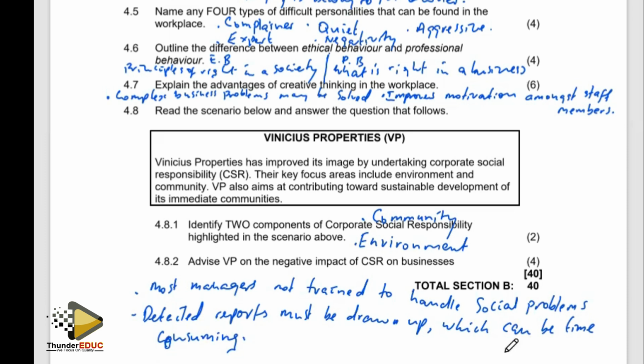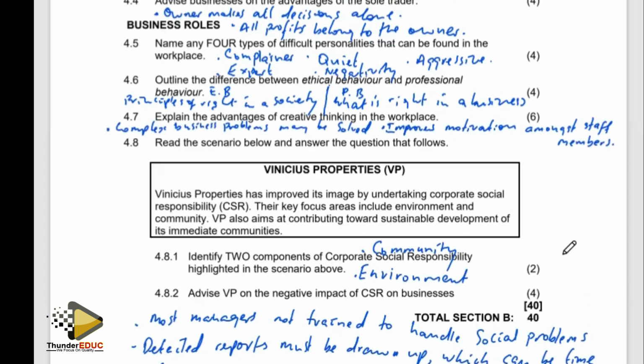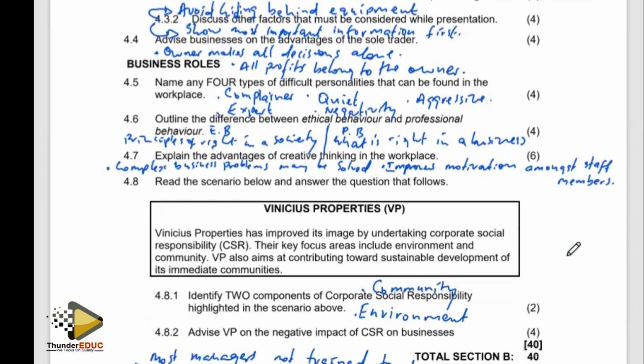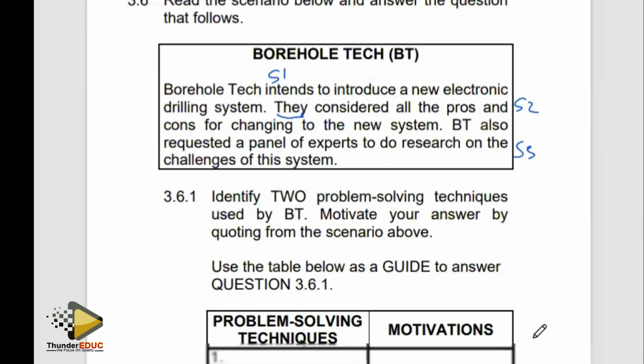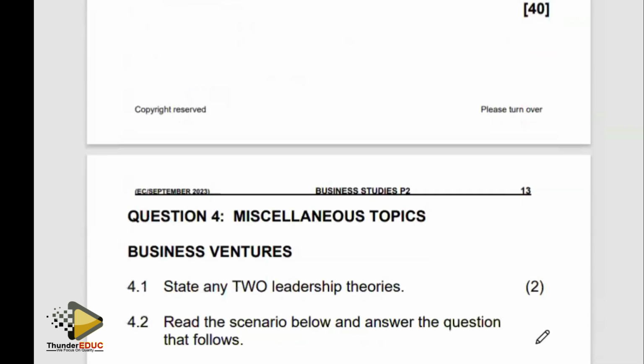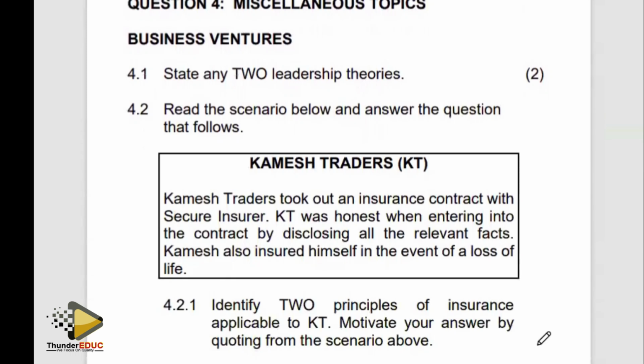So now, grade 12s, we are done with question 4 on this question paper. Let's go and check another question 4 on another question paper. Okay, right. So now, remember, these are miscellaneous topics. So now let's check our 4.1. 4.1 reads as follows. State any two leadership theories.